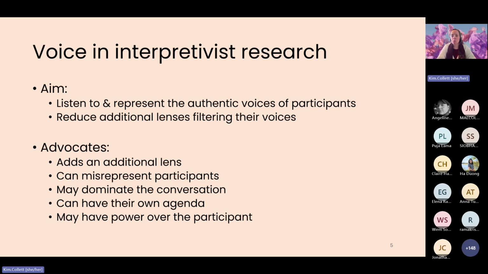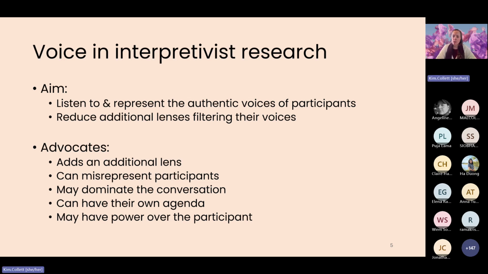But another fundamental part of me, as I said before, is that voice is so important to me as a researcher. It's so important to me that participants are able to communicate their lived experiences and for it not to be shaped by somebody else's lens. And interpretive research, which is my methodology, supports that. It talks about how we should listen to and represent the authentic voices of participants. We should do what we can to reduce the additional lenses filtering their voices, such as practicing reflexivity, thinking about our positionality, thinking about our method choice in terms of what that can and can't do in terms of voice.